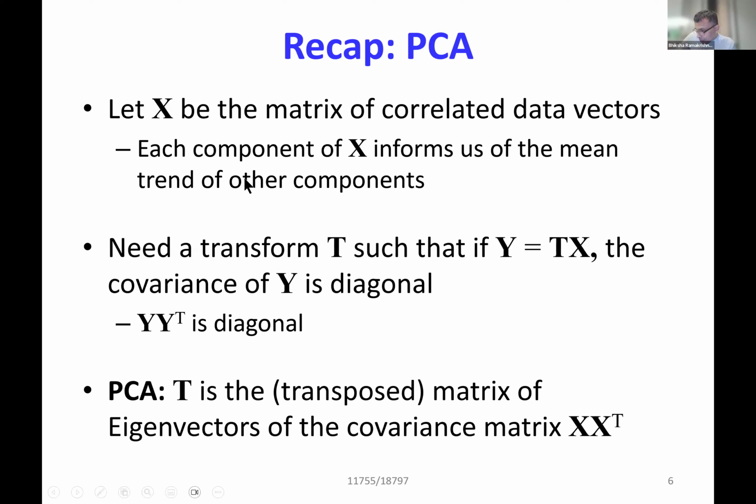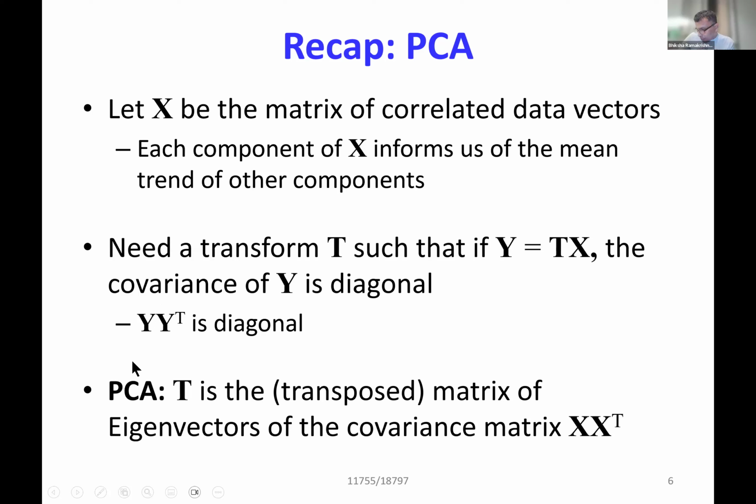And if you want to decorrelate the data, you want to transform T such that y = Tx, where x is going to be a collection of vectors. And the correlation matrix, if the data are zero mean, is also the covariance matrix. Then the covariance matrix of the transformed data is going to be diagonal. So y times y transpose is diagonal. And this is basically what decorrelation means.